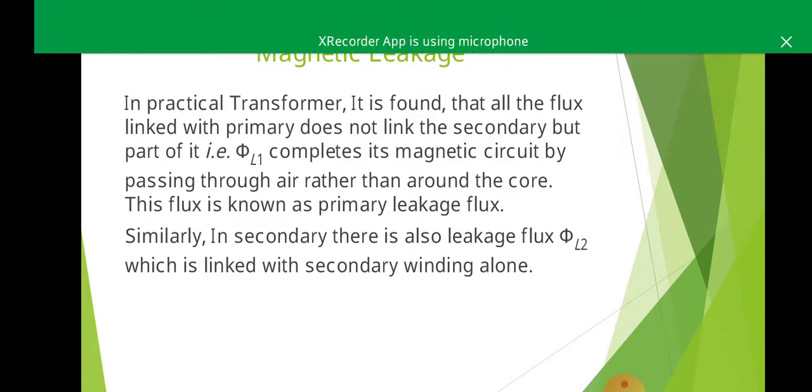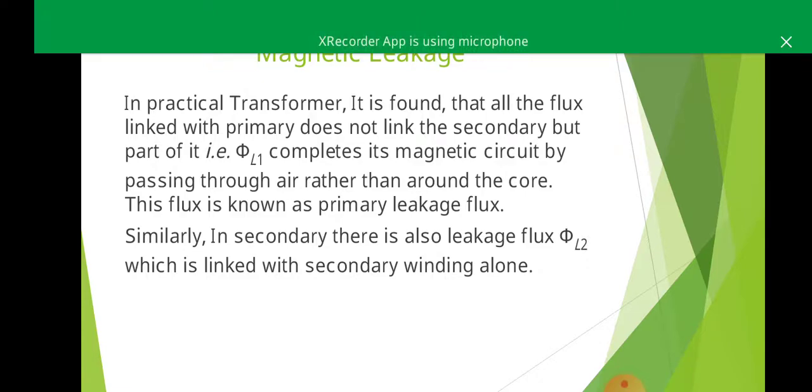In a practical transformer, it is found that all the flux linked with the primary does not link the secondary, but part of it passes through the air rather than around the core. This flux is known as primary leakage flux. Similarly, in the secondary, there is also leakage flux, which is linked with the secondary winding alone.